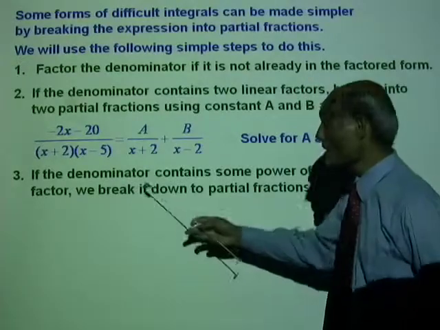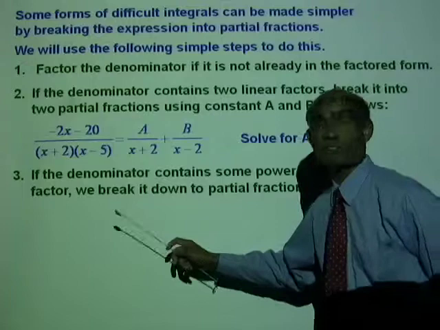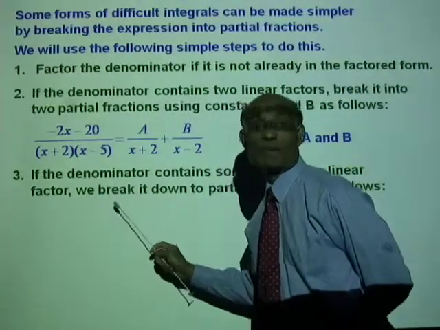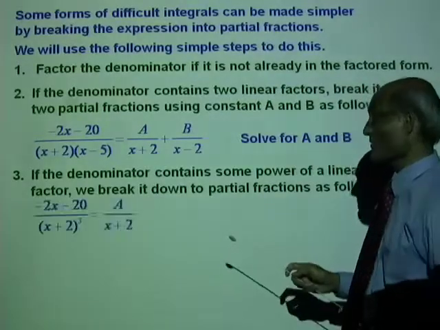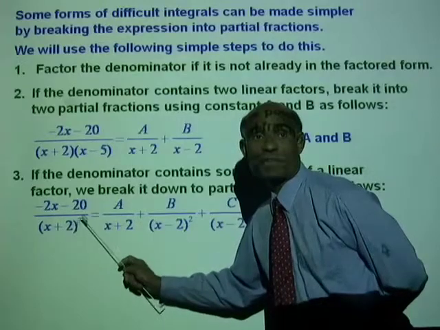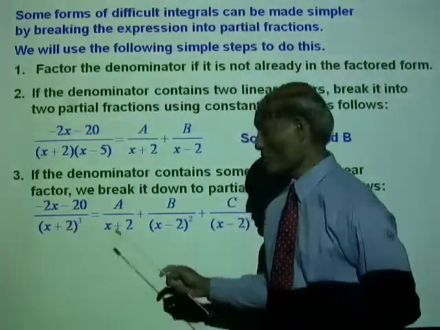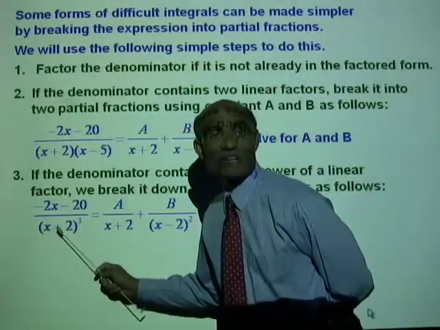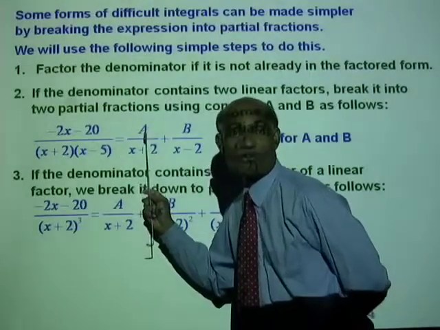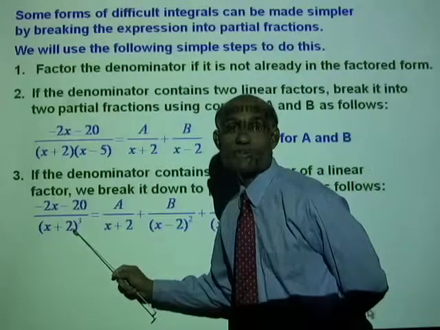Now, if the denominator contains some power of a linear factor, like x plus 2 to the power of 2, then we break it down into partial fractions like this. Watch how this is done. Now, here we have the third power of x plus 2 there. Now, you can argue, but can't we write it x plus 2 times x plus 2 times x plus 2 and follow this method? No, you cannot. You have to follow a different route here.